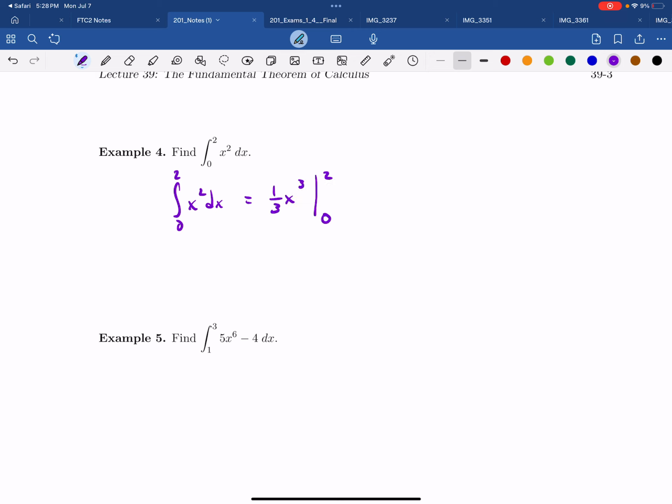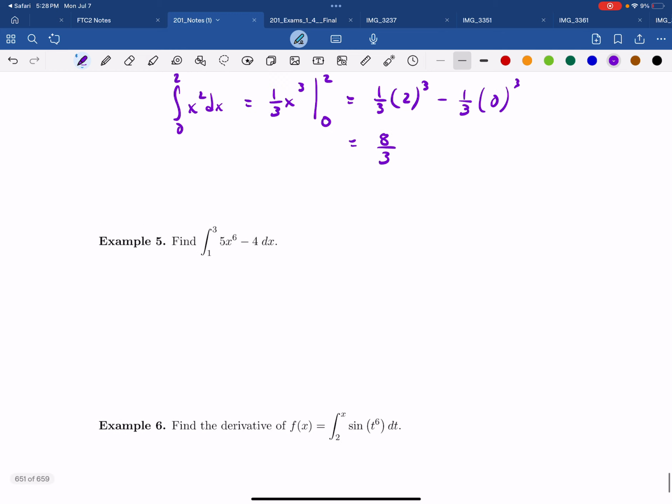We draw a vertical line, write the upper endpoint above and the lower endpoint below, and we just say, okay, this is going to be 1/3 times 2 cubed minus 1/3 times 0 cubed. We do it out, and we get 8/3. Well, that took a little bit less time than before, right? So that's what we do.